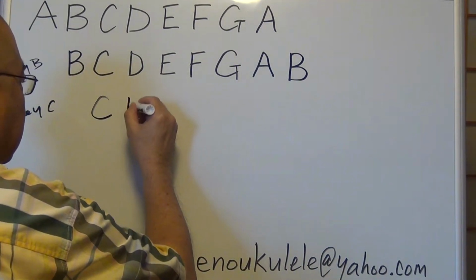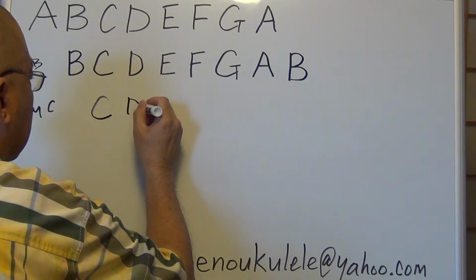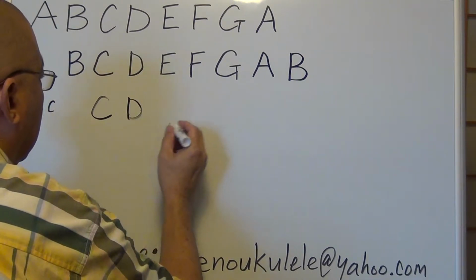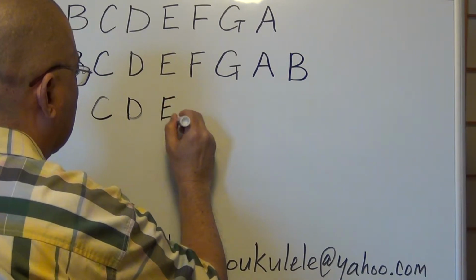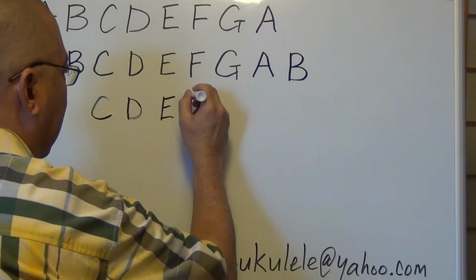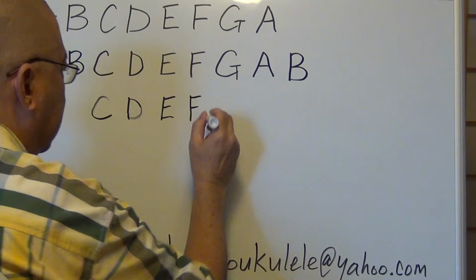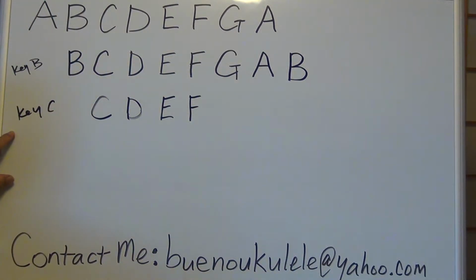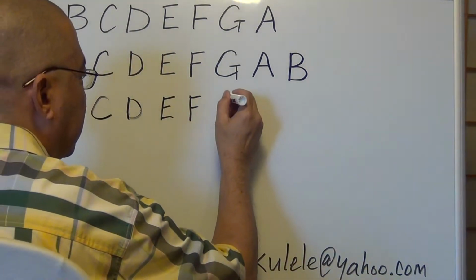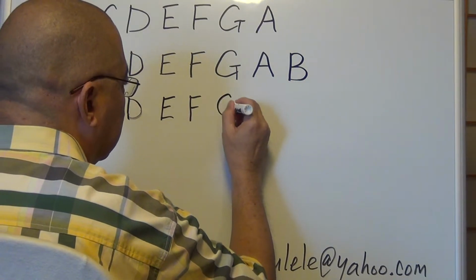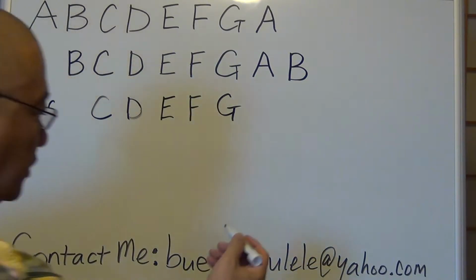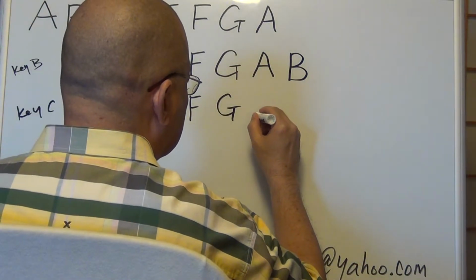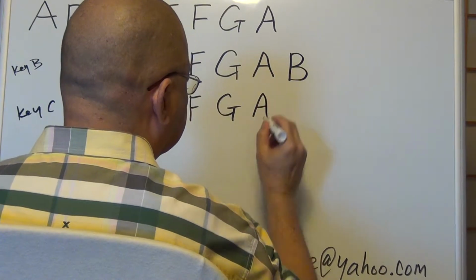We got D. What comes after D? We got E. What comes after E? F. Once again, we're in the key of C. What comes after F? We've got G. And every time we have a G, what comes after that is always going to be an A, because that's just the way it is.